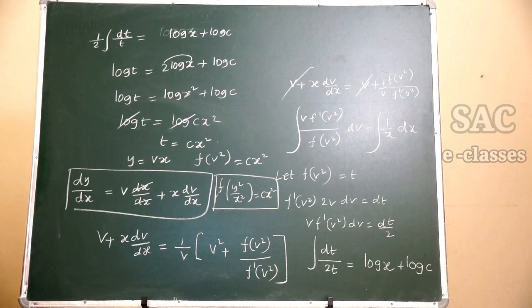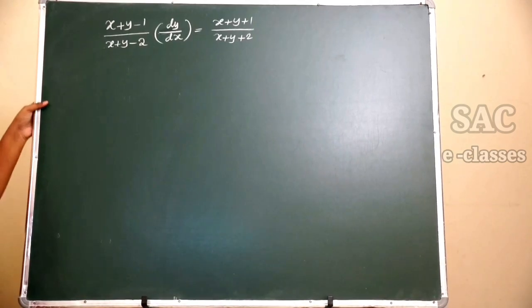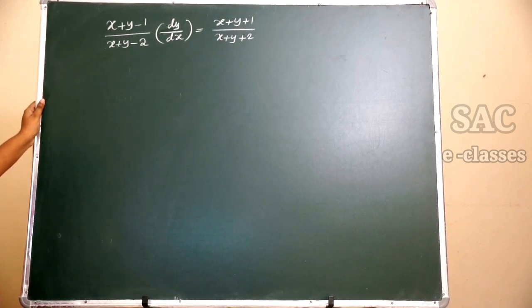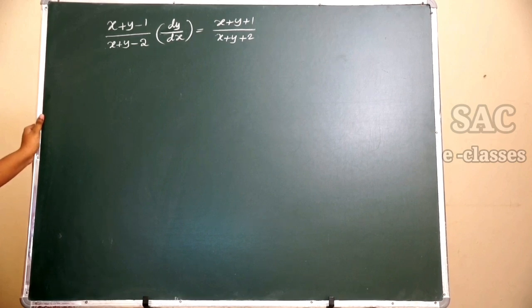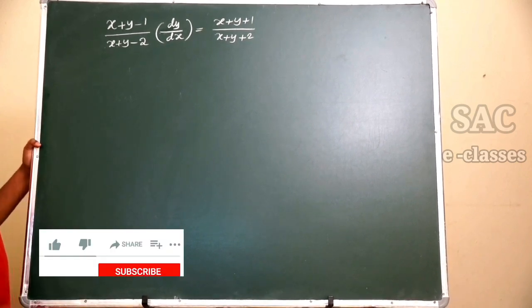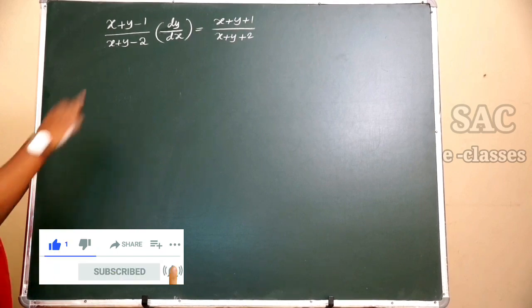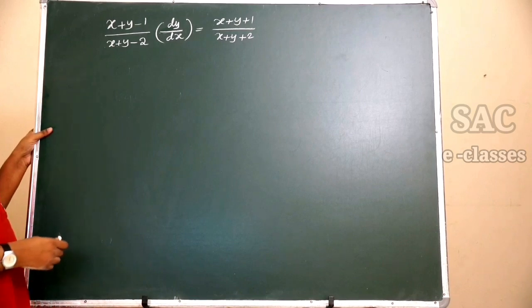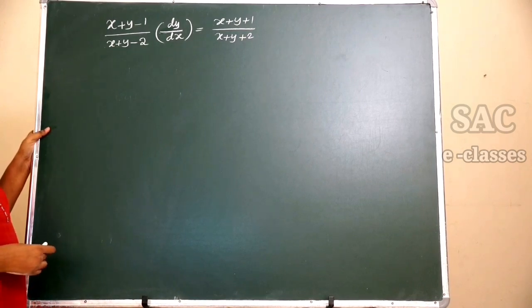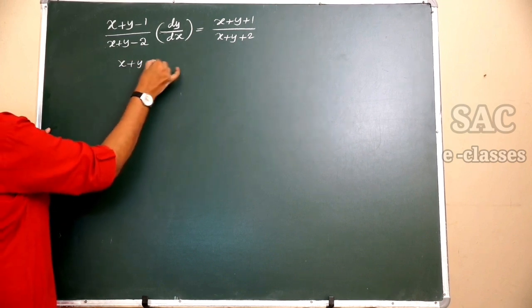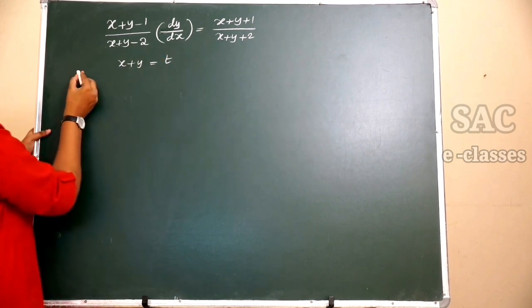Let us move to the next problem. Now look at this problem. x plus y minus 1 by x plus y minus 2 dy by dx equal to x plus y plus 1 by x plus y plus 2 is given. This is not homogeneous, as you know that 1 and 2 are constants having 0 degree, and the rest of them have degree 1. So let me assume that x plus y is some t.